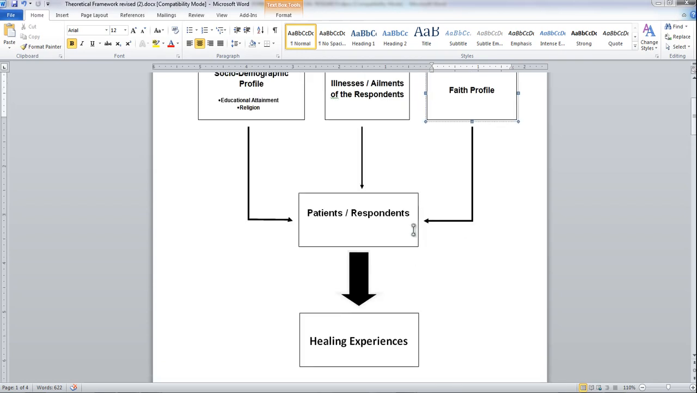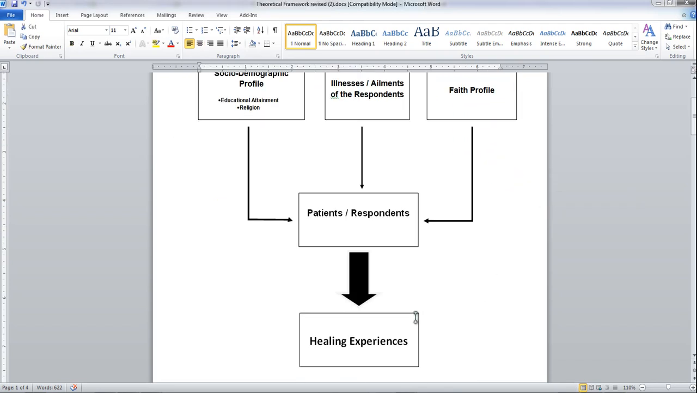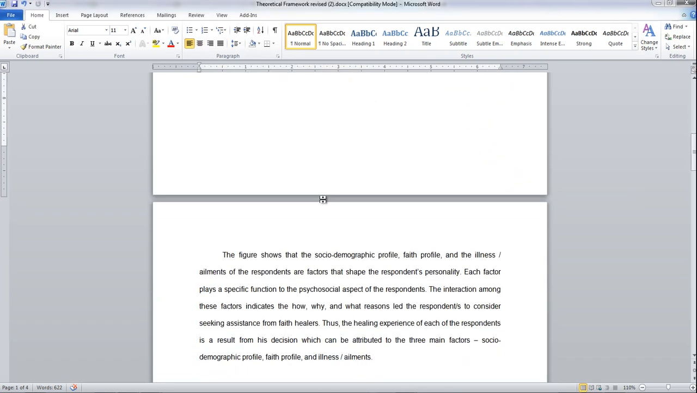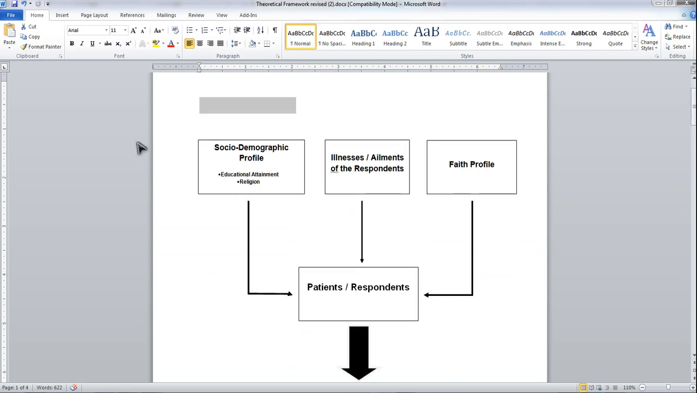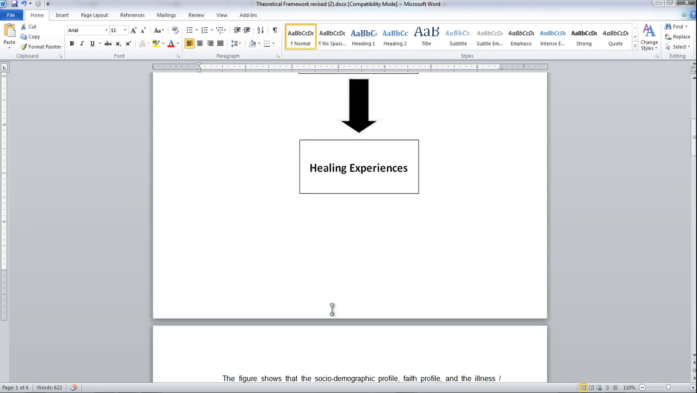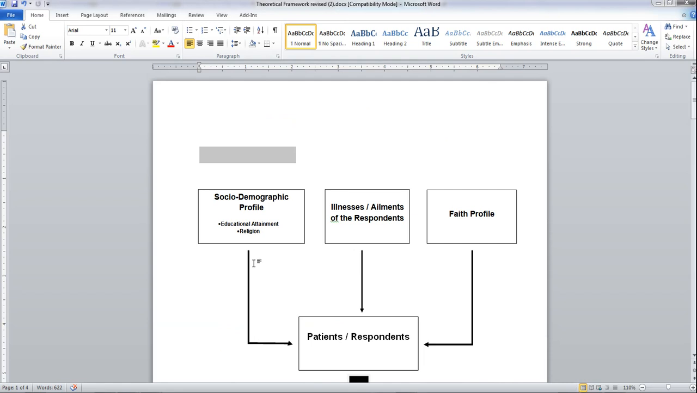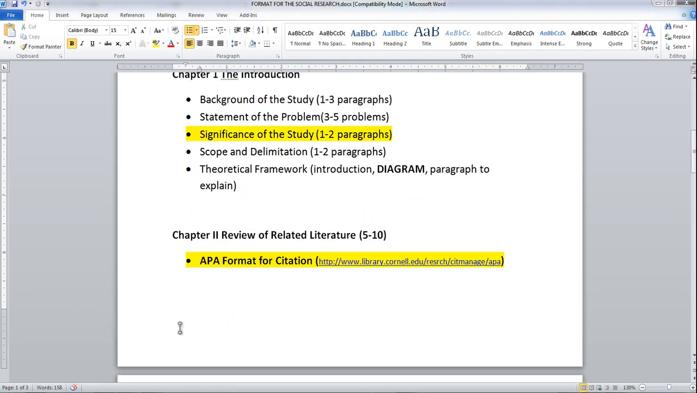Now, after determining the background of the patients or the respondents based on these three factors, they're going to determine the healing experiences. So after this diagram, what they did is they gave a short explanation. This short explanation could just be one paragraph to explain what the diagram is all about. Alright? So I think that's clear.